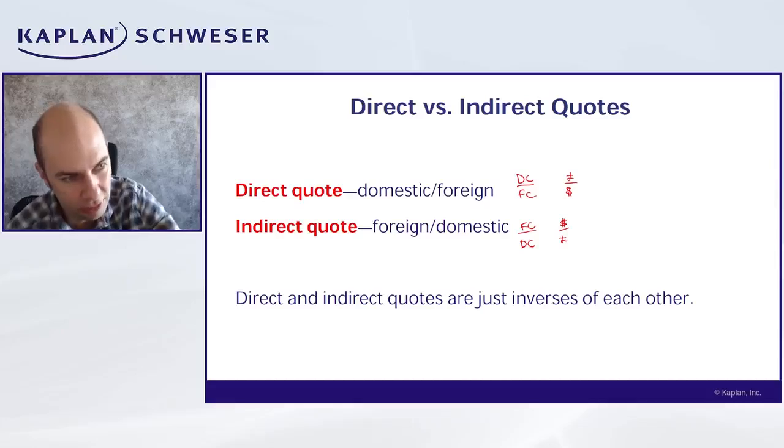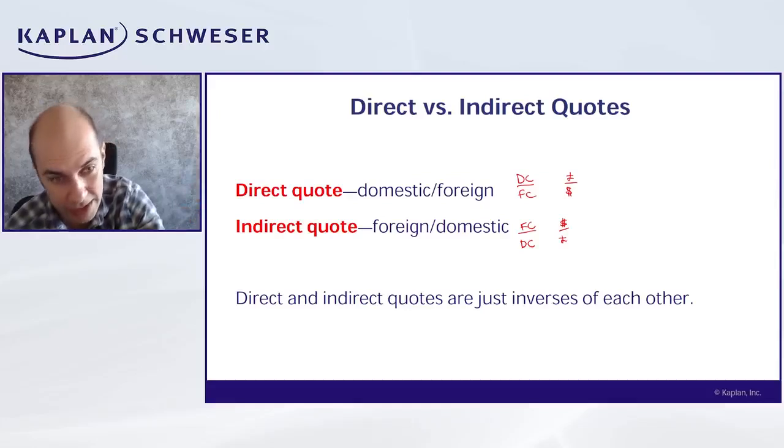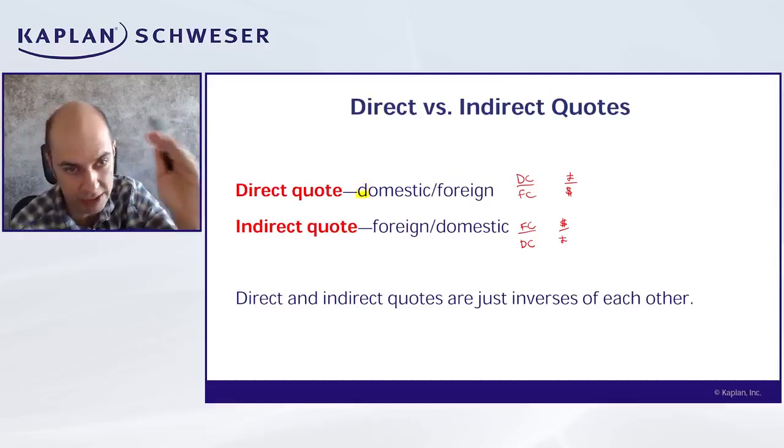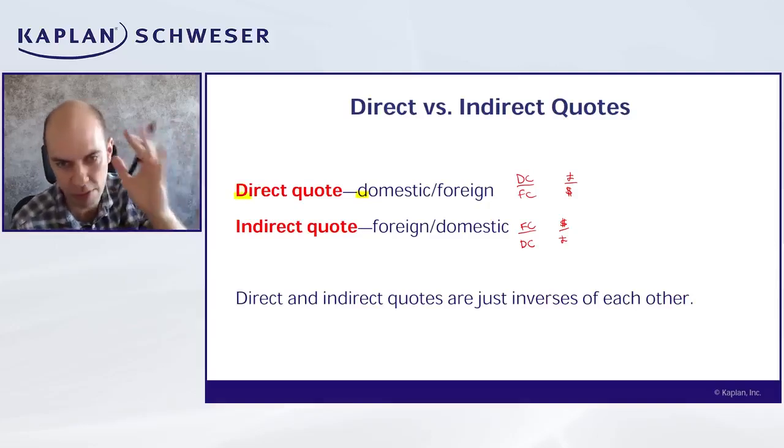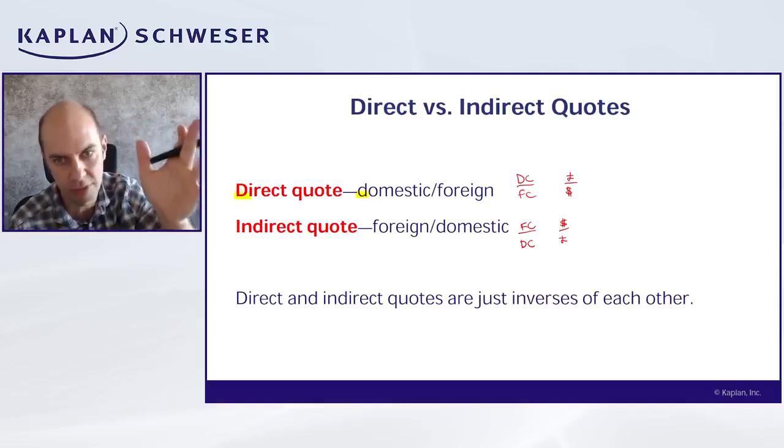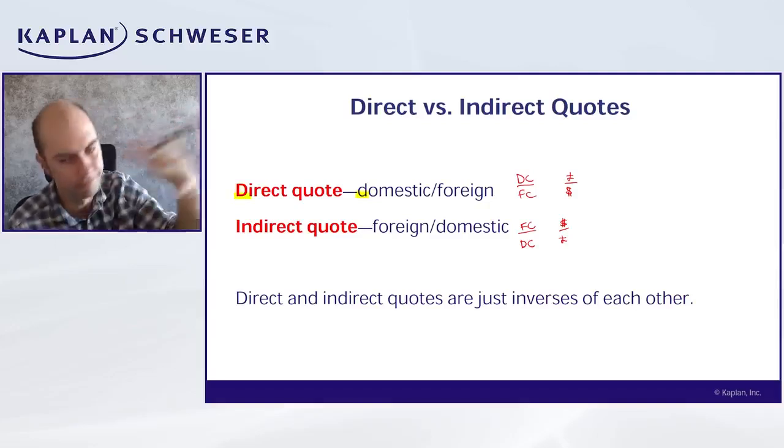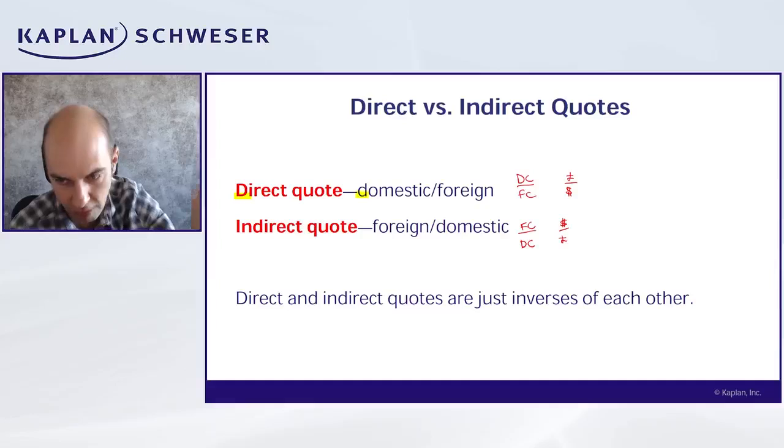So the little tip I will give you here, at least that's how I try to remember it, is that domestic starts with the letter D. So I'm putting that in the numerator for the direct quote. That's how I've always remembered it. Domestic numerator gives me direct quote, and then work the rest out from there.